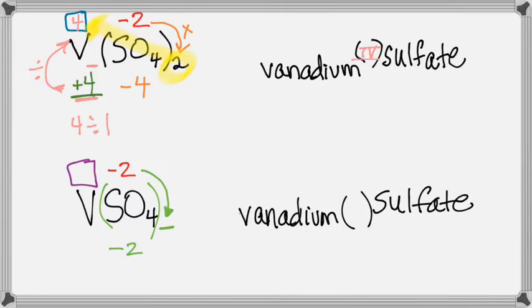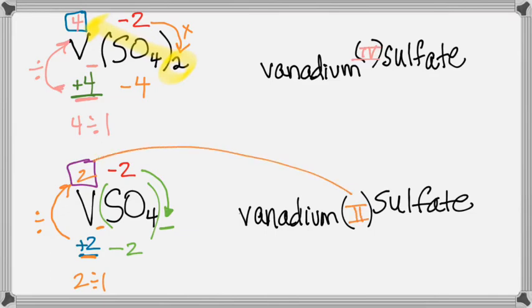Step number 4, we're going to add a number under the metal to get a 0, so that's a +2. And then step number 5, on the way up, we divide the number under the metal divided by the metal subscript. So 2 divided by 1 is 2. In this example, we are dealing with vanadium 2 sulfate. Vanadium 2 sulfate. So please make sure you have that pattern down pat. It's going to come in handy. You will see that often.